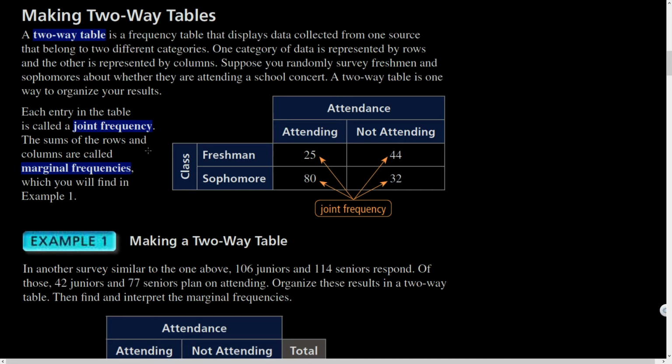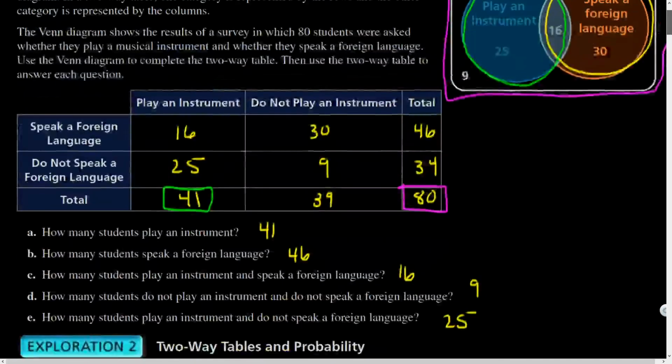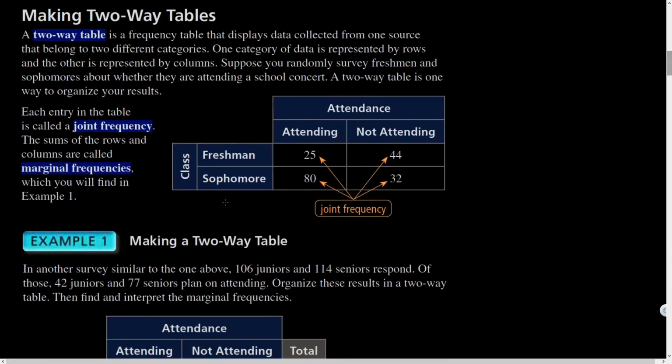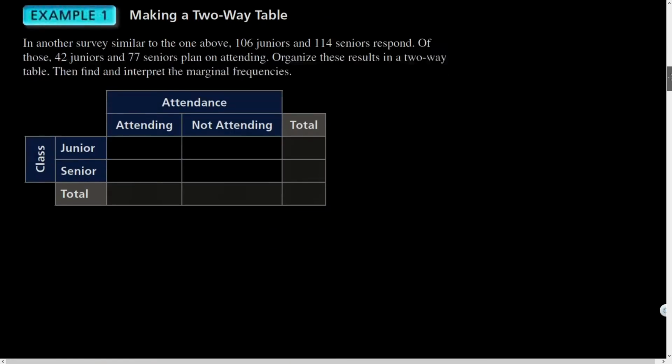The sums of the rows and columns are called marginal frequencies. And so over here, this is the margin, right? I think about margins on a sheet of paper. So margins will be on the sides or on the bottom in this case. Okay? So there are no marginal totals represented here, no marginal frequencies in that particular problem. So let's jump into example 1.